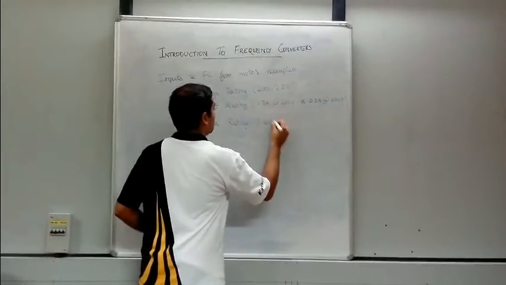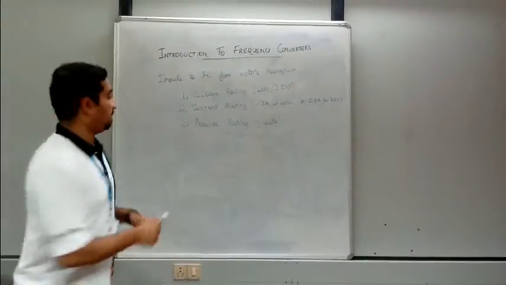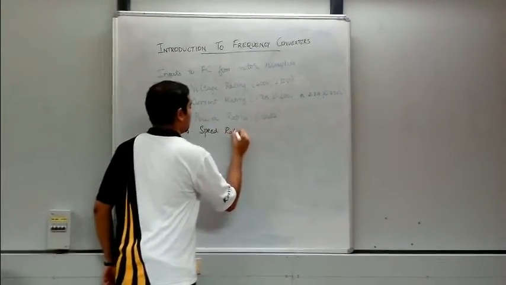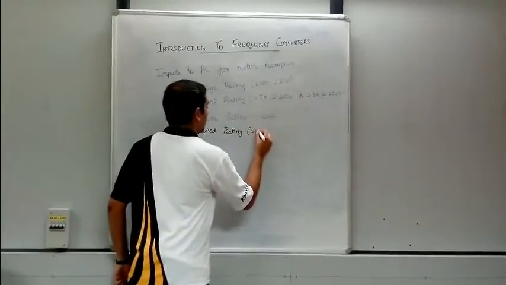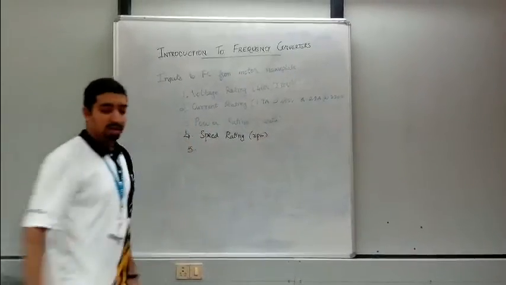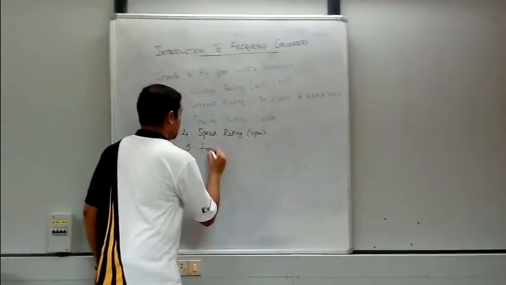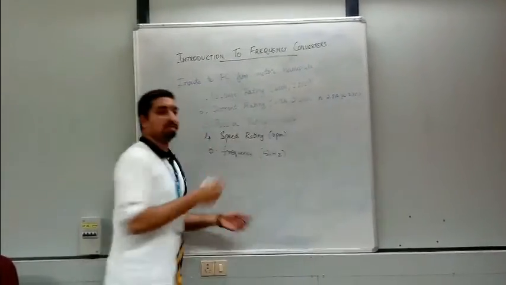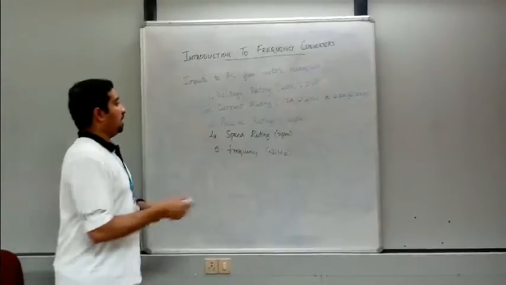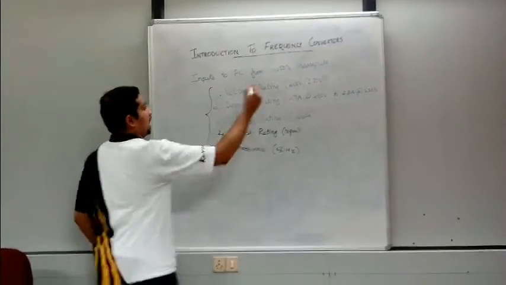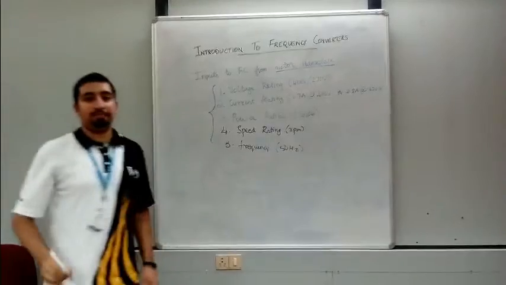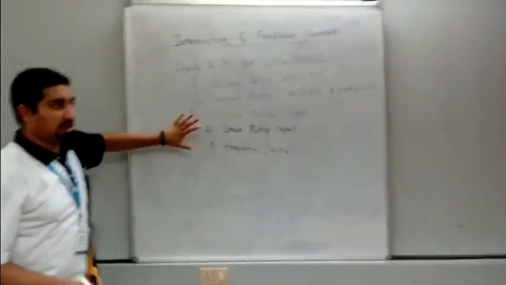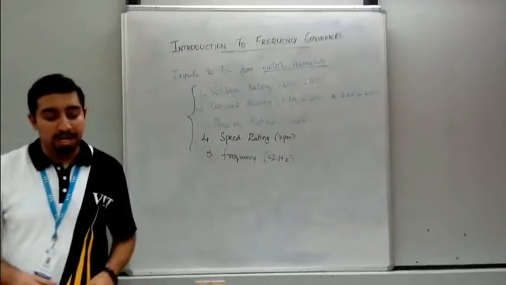in watts, and then you have the speed rating in RPM, and finally we have the frequency, say 50 Hertz or 60 Hertz if it is in US, where 60 Hertz is used. Now remember that all these inputs are taken from the motor nameplate. These are not given in data sheet or anything of the frequency converter, but it is taken from the motor nameplate.